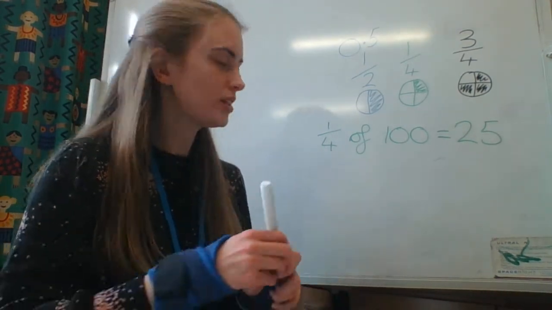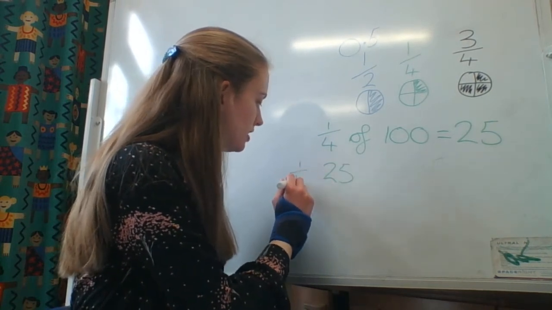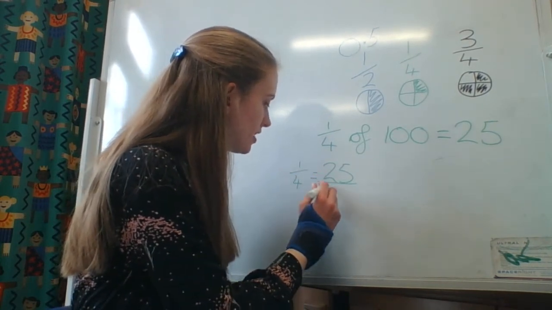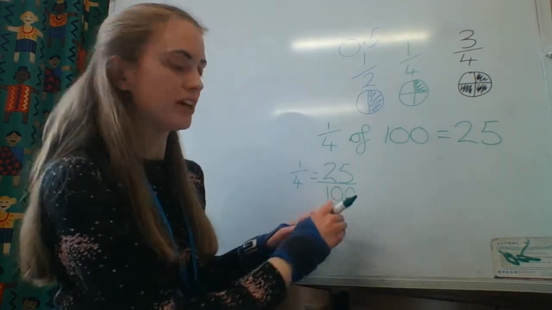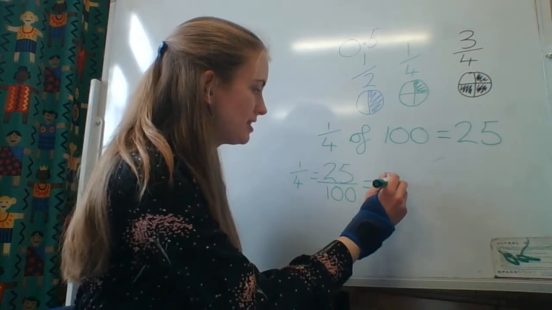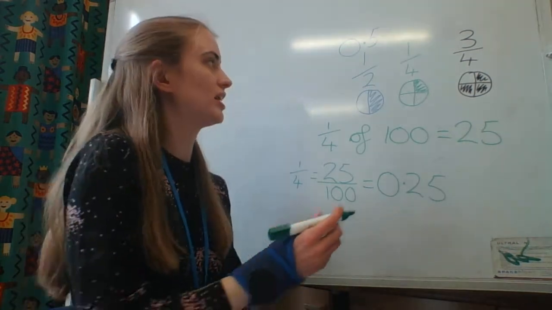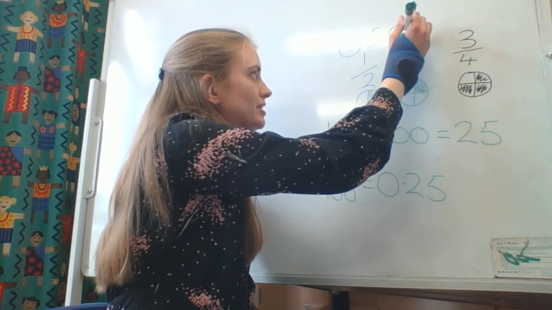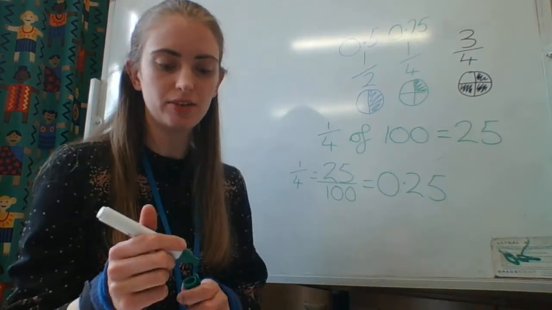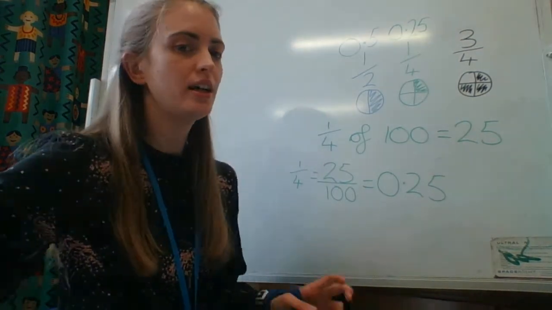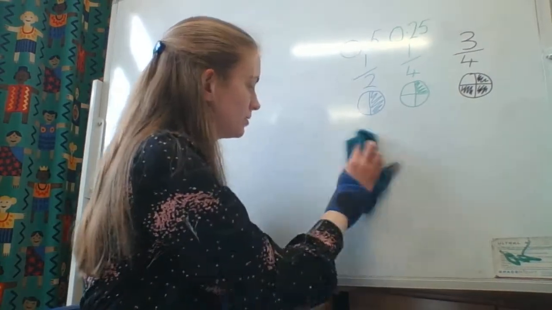So that means I know that 25, a quarter, is equal to 25 out of 100 pieces, as we just looked at. And I can write that as a decimal. That is the same as 0.25. Can do that. So a quarter is the same as 0.25.